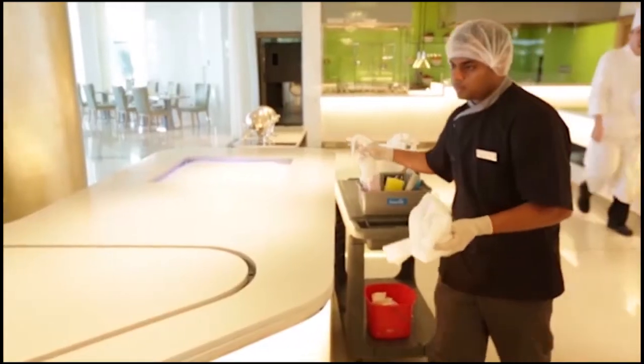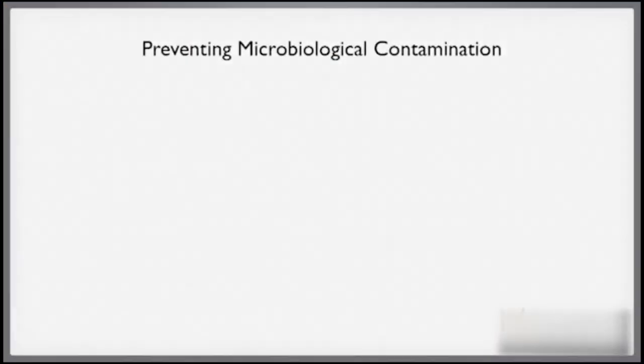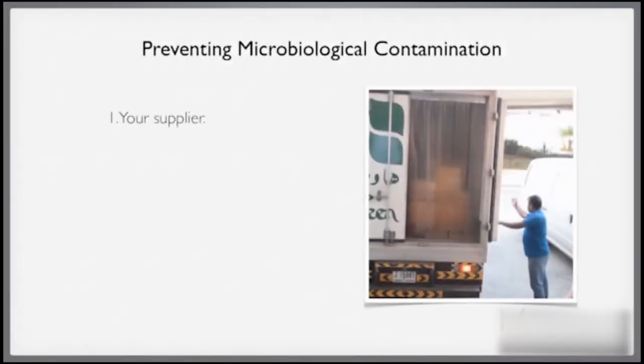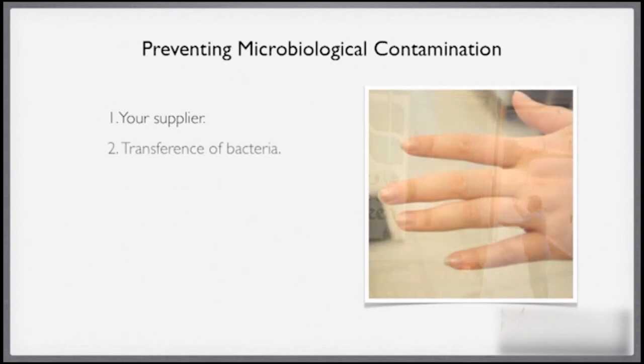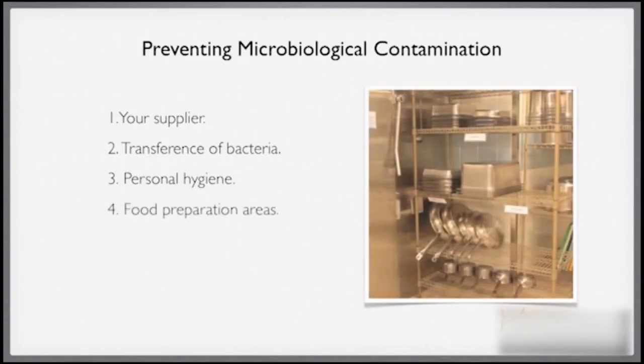Let's have another look at preventing microbiological contamination. We saw that microbiological contamination can be prevented in 6 ways. Can you remember all 6? Grab your pen and paper and try to write them down on a piece of paper.